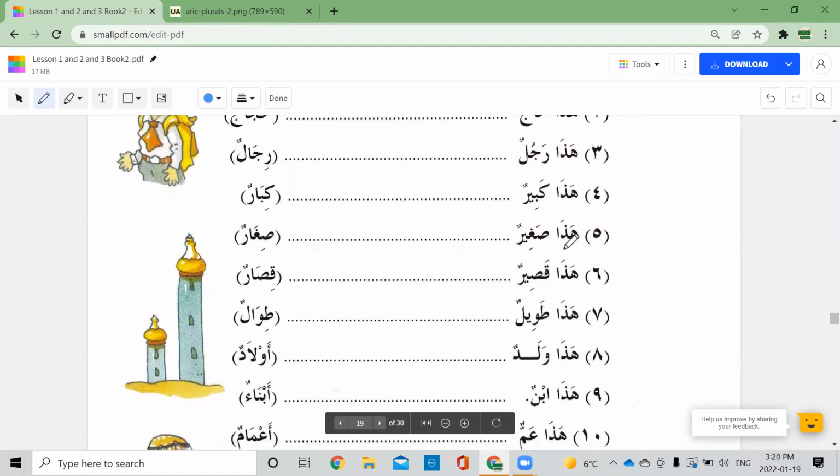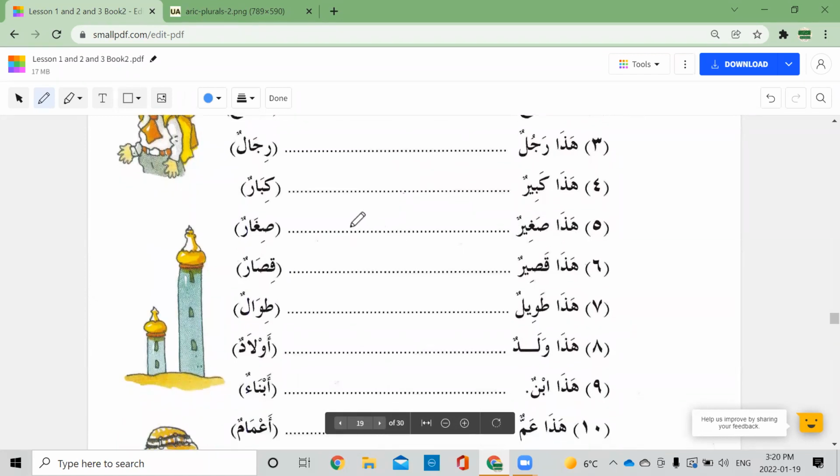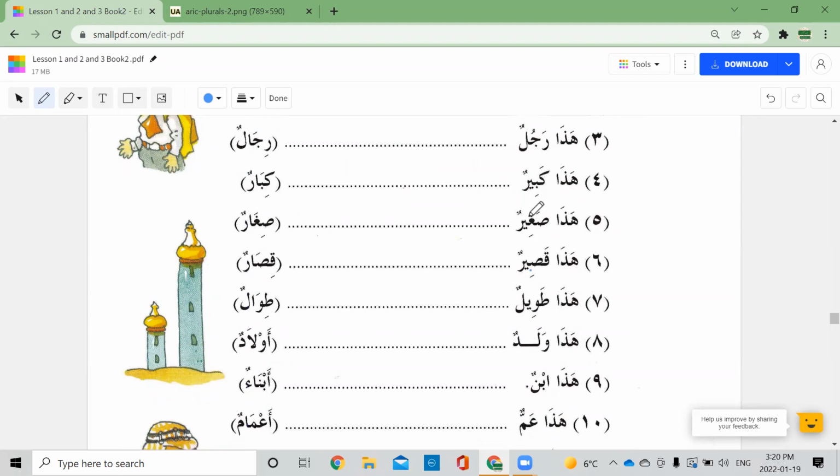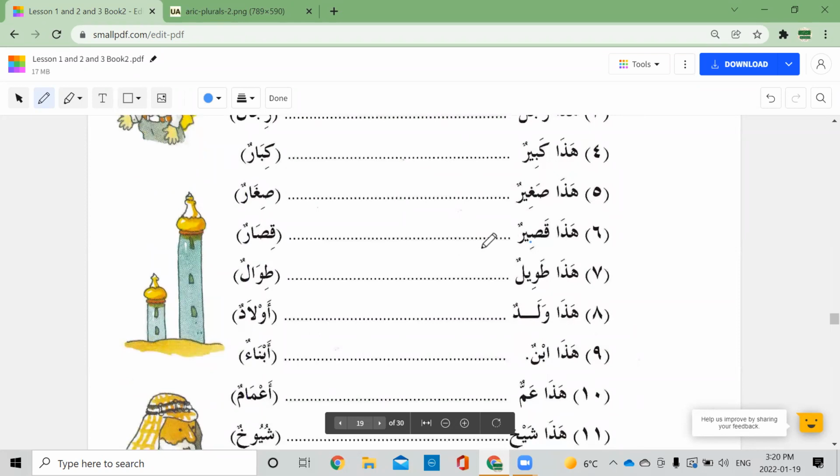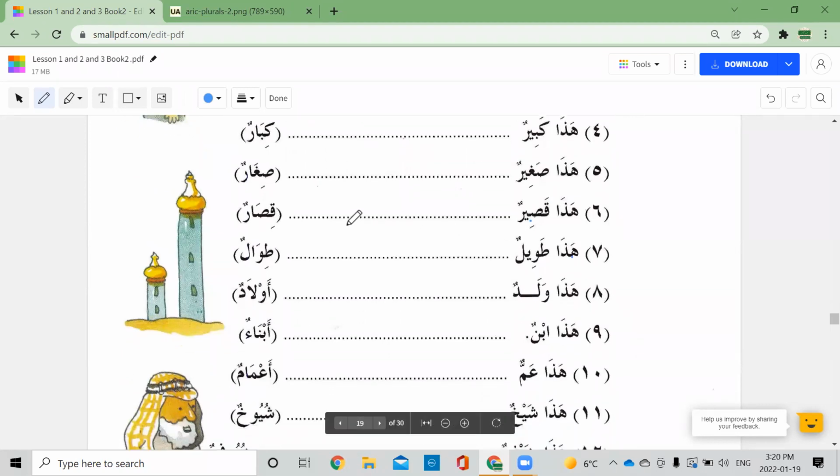Hada saghirun. This is small. Haulai sigarun. These are small people. Hada qasirun. This is short. Haulai qisarun. These are short. So hada qasirun is a short person. Yeah. Haulai qisarun. These are short people. Hada tawilun. This is a tall person. Haulai tiwalun. These are tall people. Hada waladun. Haulai awladun.